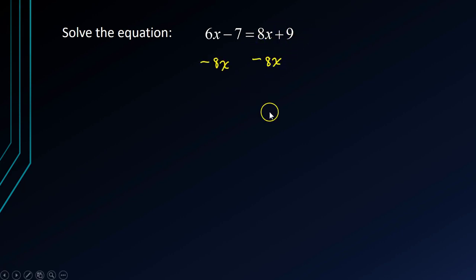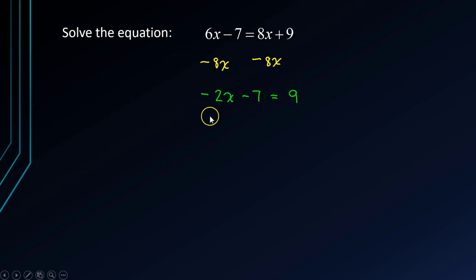I will subtract 8x from both sides and get negative 2x minus 7 equaling 9. You could have also done the same thing by subtracting 6x on both sides, and you would have had a positive 2x plus 9 and a negative 7 on the left over. So there's different ways of handling this. The way I'm showing you is not the only way of doing it.